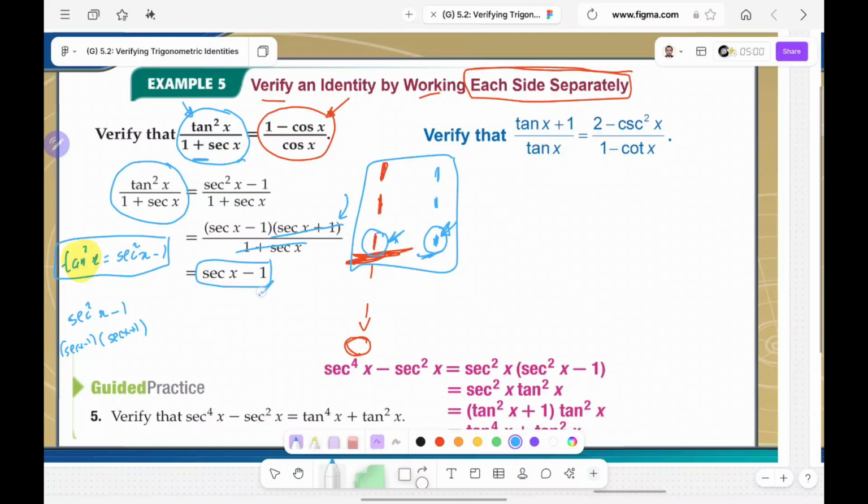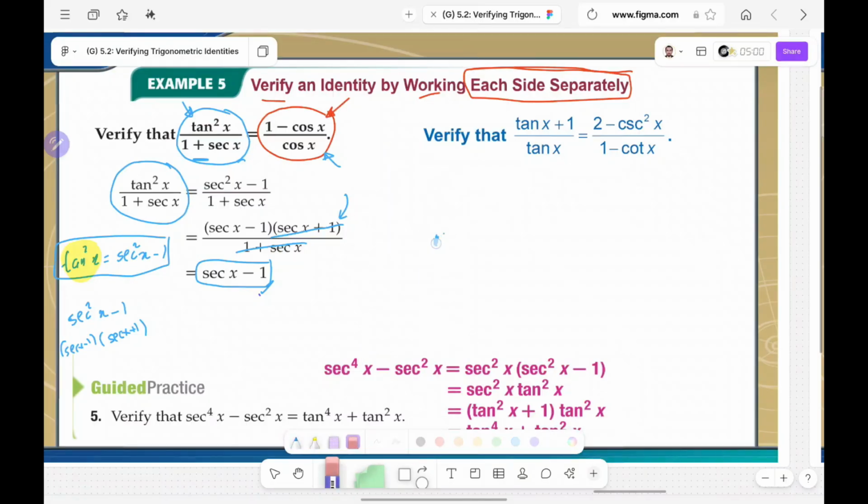Now check this one. Is this one similar to this one? No, it's not the same. But I will stop here. I will never continue. Why? I am going now, sorry, let me erase this. I'm going now to take this part here, write it down, and simplify it with the same idea. When I'm simplifying, my goal is to reach the same as this one. When I reach the same as this one, I finish.